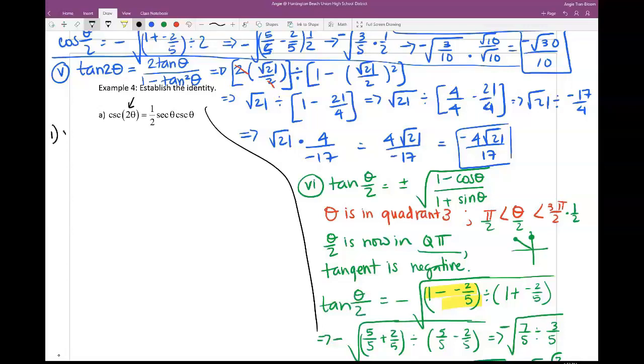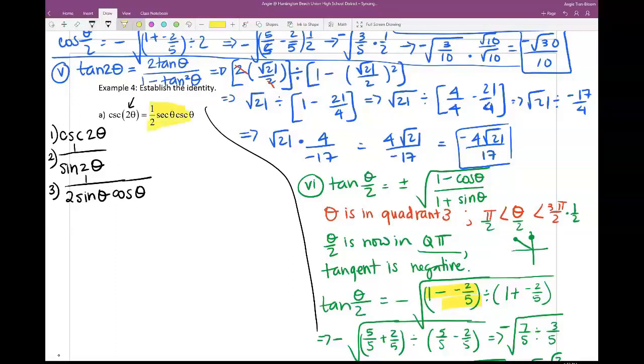So my step 1, I would do cosecant of the double angle. I never really gave you any identity that dealt with cotangent, cosecant, or secant, but that doesn't mean I can't find it. Cosecant is just typically 1 over sine. So cosecant of a double is 1 over sine of a double. Well, I definitely know what sine of a double is. Sine of a double angle is 2 times sine of theta times cosine of theta, okay? Well, here's my goal. I want it to be 1/2 times secant of theta times cosecant of theta.